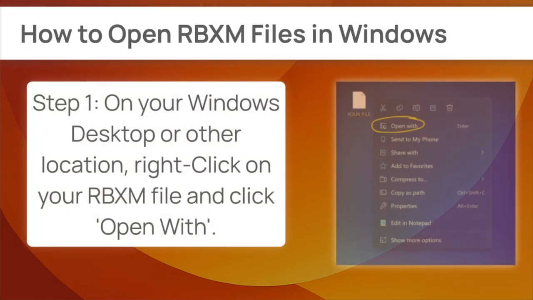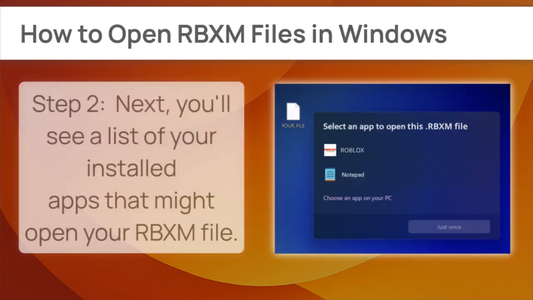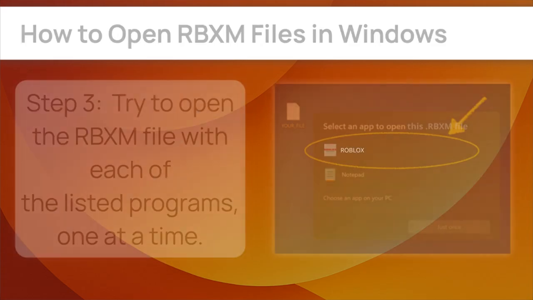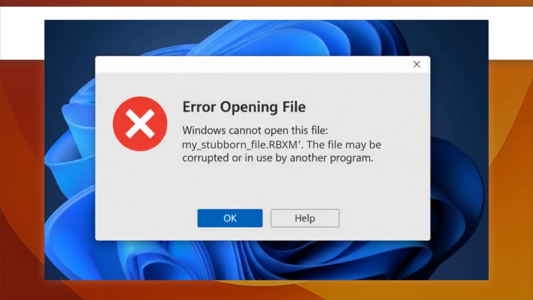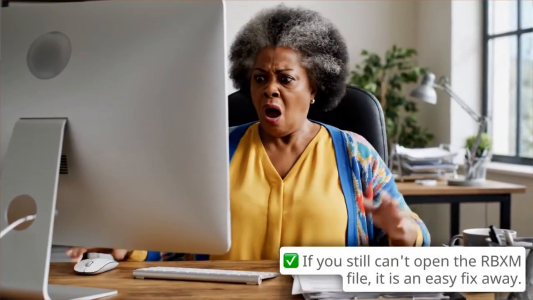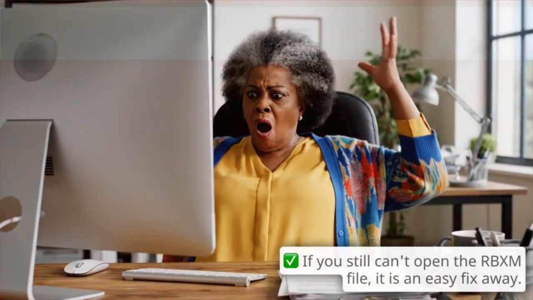Initiate the compatibility test by right-clicking your RBXM file and selecting Open With. If ROBLOX is on your PC, test it. If not, select another program from the list and see if it works. If your RBXM file continues to fail when opening, that is okay. Understanding the failure makes the fix easier. Before we use the universal tool, let's examine the common technical reasons behind this persistent error.